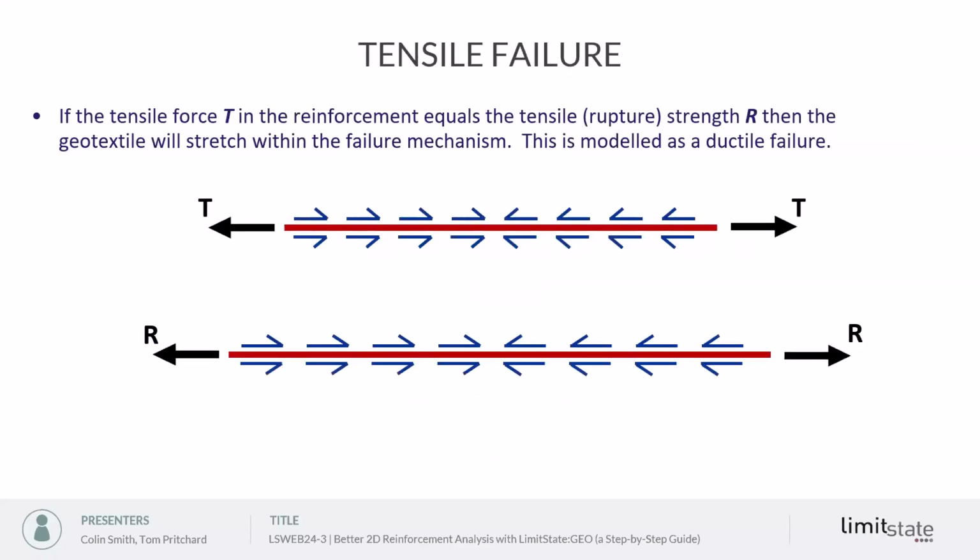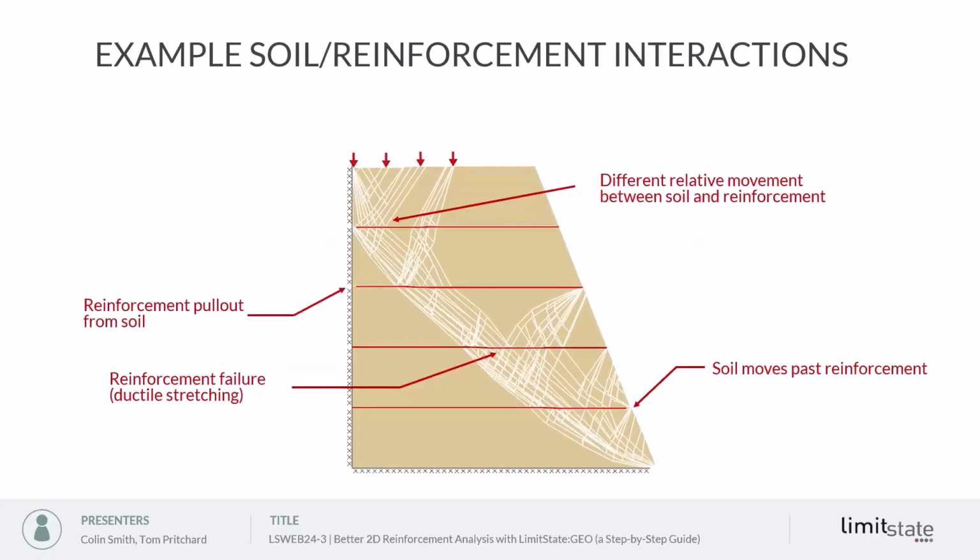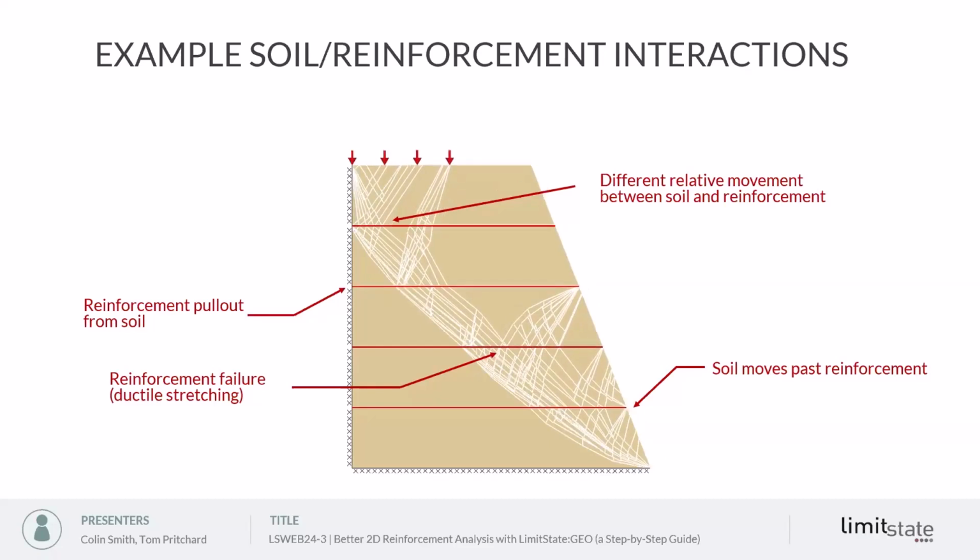And then finally, the software can model tensile failure in the reinforcement because the software is based on rigorous plasticity theory. It's going to model a ductile failure of that, but again, it can represent that. So when the specified strength, the tensile force in the reinforcement, reaches that strength, then it will be modeled as effectively stretching in a ductile manner. And then finally, just to say that the software will pick up all kinds of interactions.